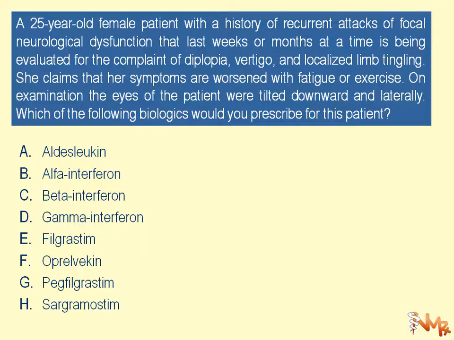A 25-year-old female patient with a history of recurrent attacks of focal neurological dysfunction that lasts weeks or months at a time is being evaluated for complaint of diplopia, vertigo, and localized limb tingling. She claims that her symptoms are worsened with fatigue or exercise. On examination, the eyes of the patient were tilted downwards and laterally. Which of the following biologics would you prescribe for the patient?